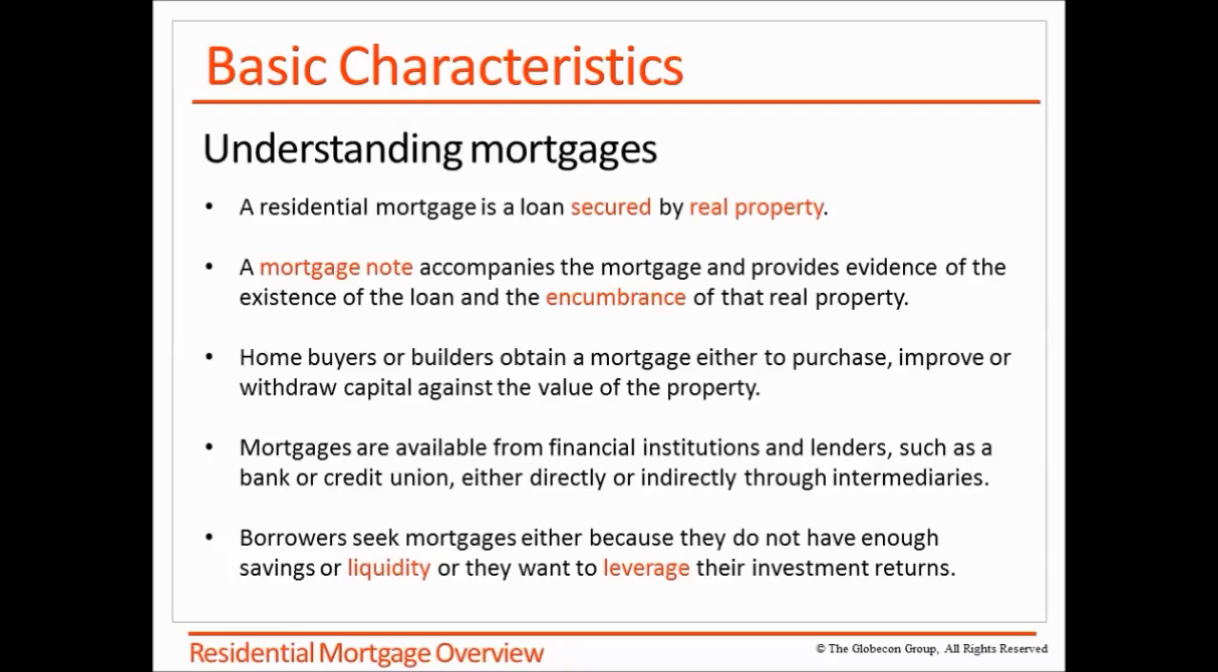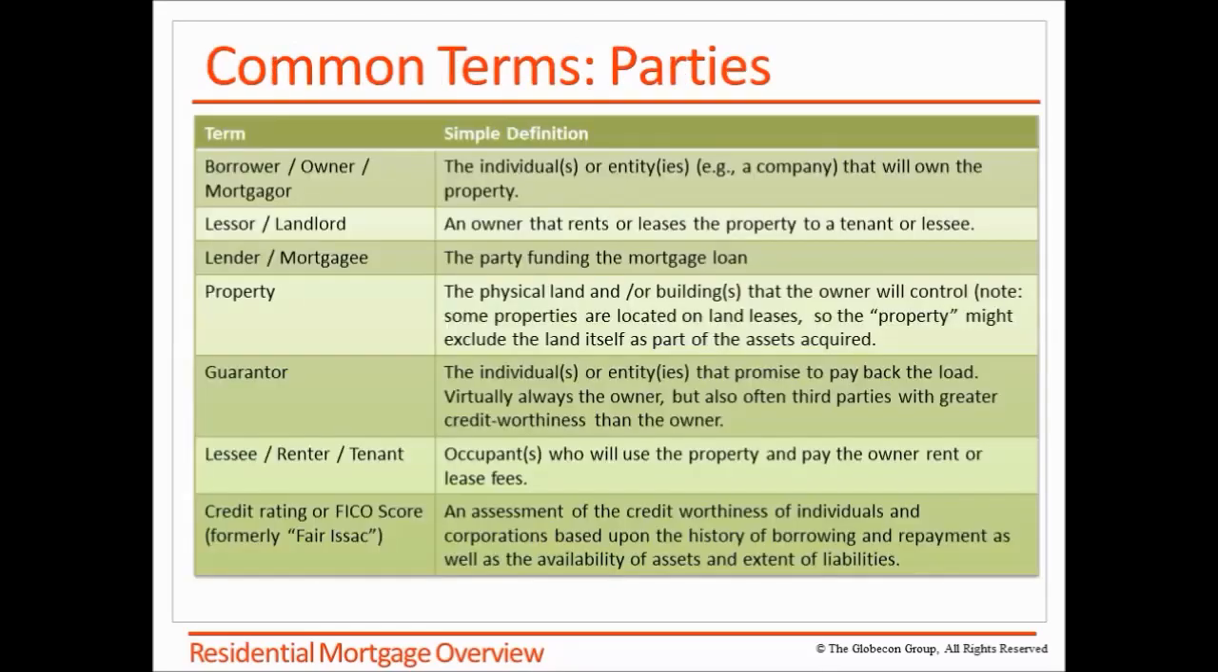So let's take a look now at some of the common terms in the mortgage industry. First we're going to look at the common terms and the parties involved. These are all of the people that are involved in the mortgage process. The first person is the borrower, the owner, or the mortgagor. This is the individual or entities, or a company in some cases, that will own the property. So this is the person that's actually purchasing the property, who is considered the borrower, the owner, or the mortgagor, depending upon what phase in the cycle you are in and what you're referring to them and why.